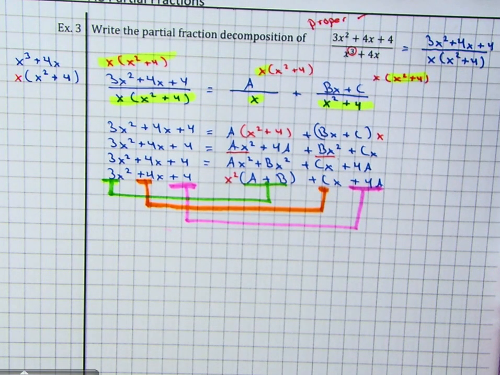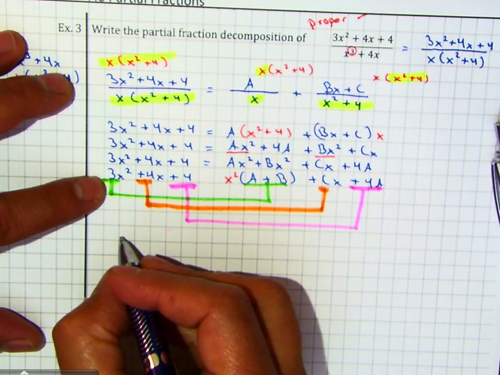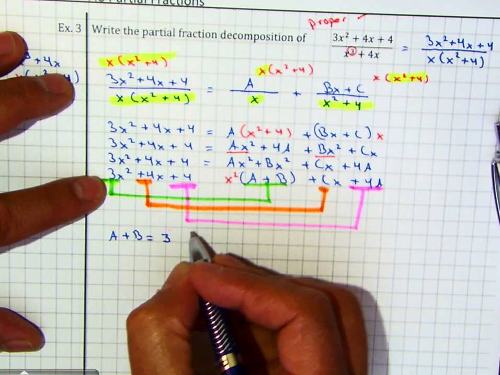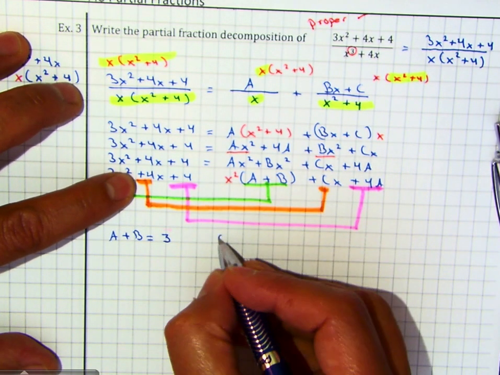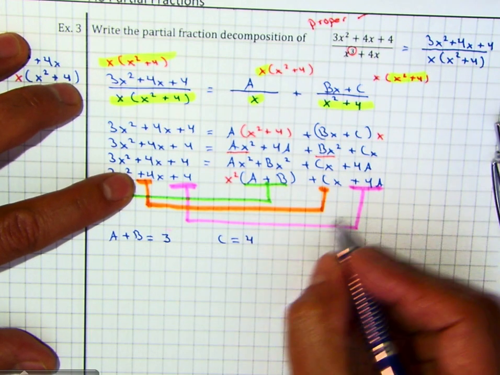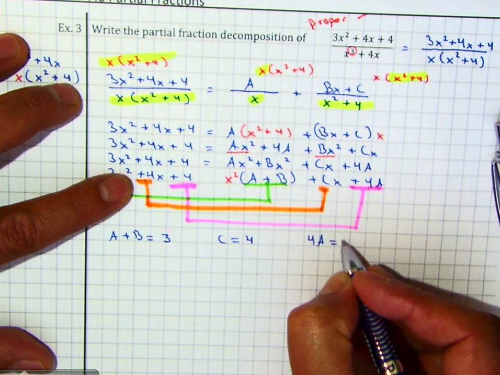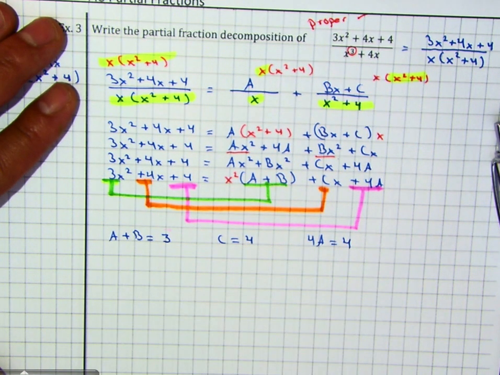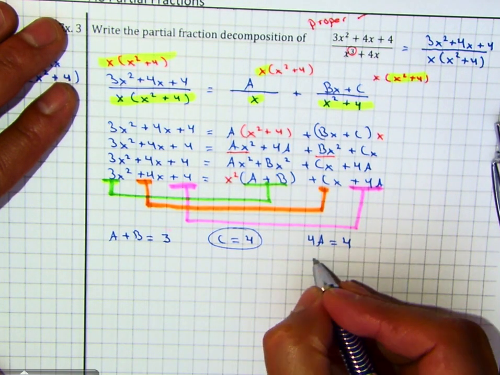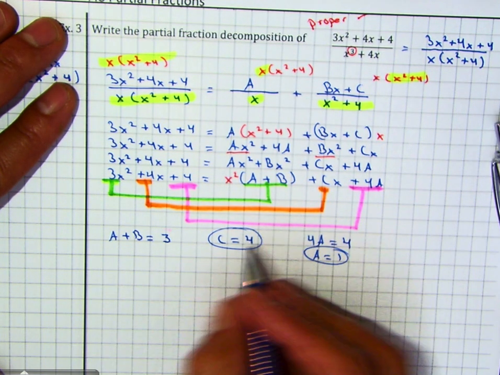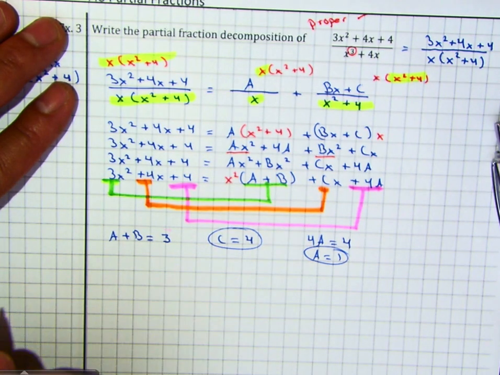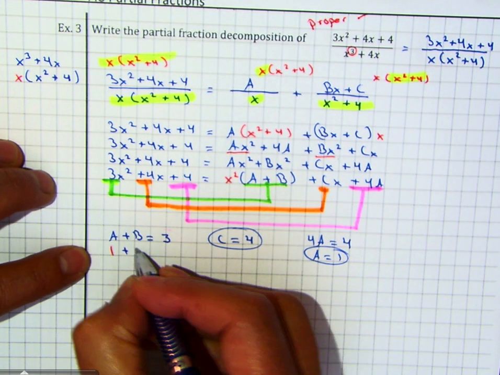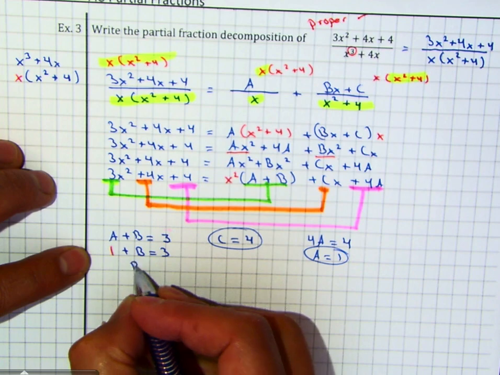So let's go and write down underneath. We know that a plus b should be equal to 3. We know that c should be equal to 4. And we know that 4a should be equal to 4 if this expression is true. So we have the value of c. We know that the value of a should be equal to 1. Once you solve it, we're going to plug those in. And the only thing we're plugging is the 1 here. We have 1 plus b equals 3. Therefore, b equals 2.